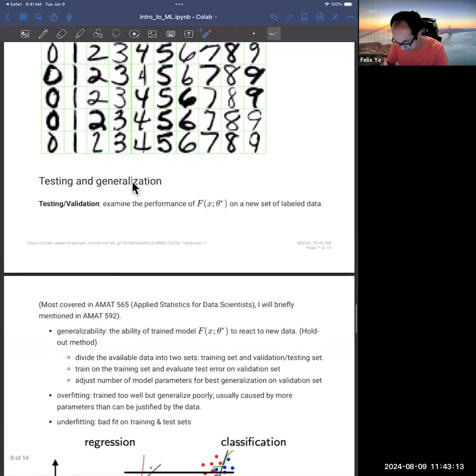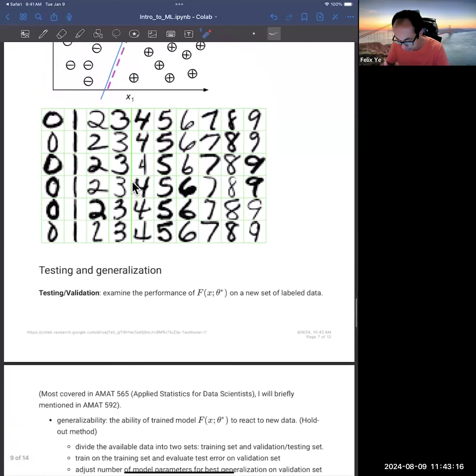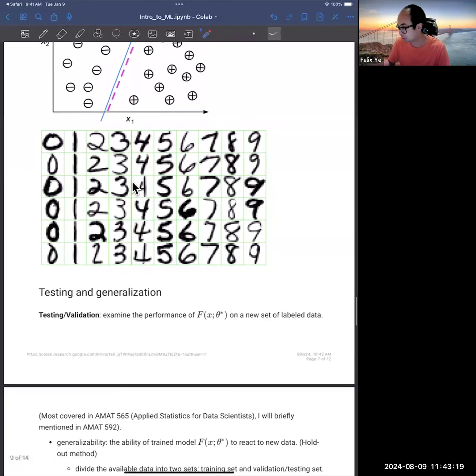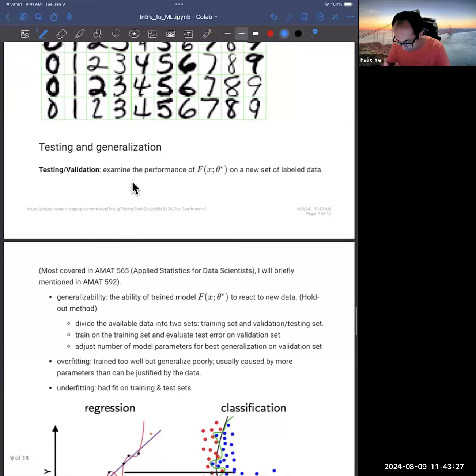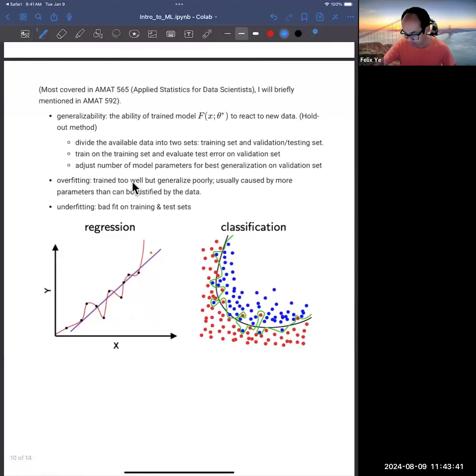Next, there are many problems and many algorithms that we can work with. But in these problems, we have talked about testing and generalization. This is also very important, so I want to emphasize it with one simple example right here. For example, we have this kind of situation, we have this data.